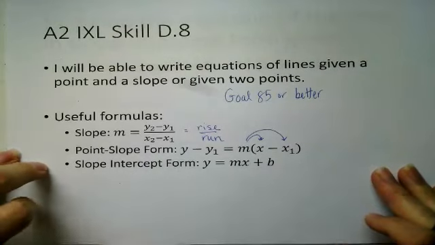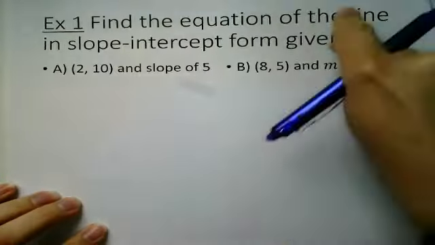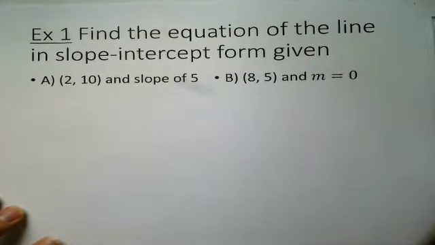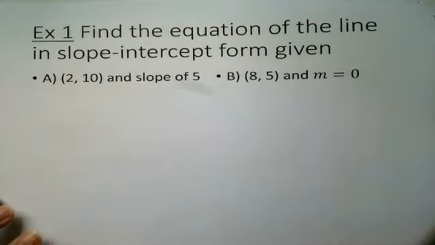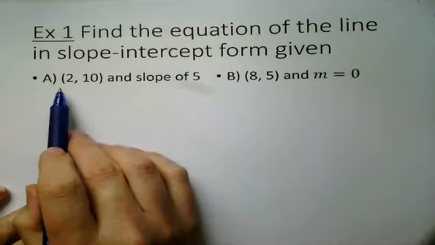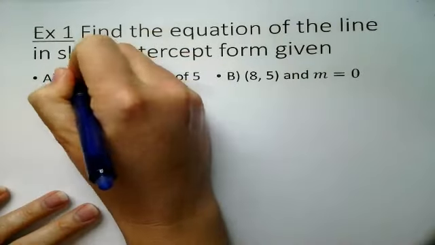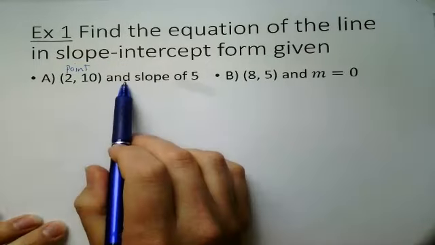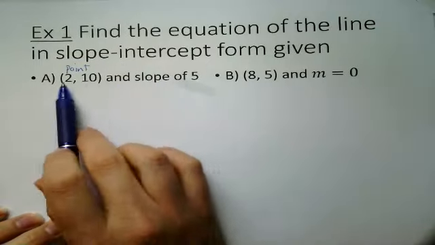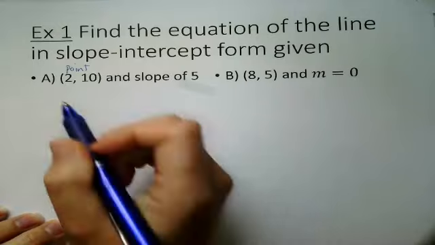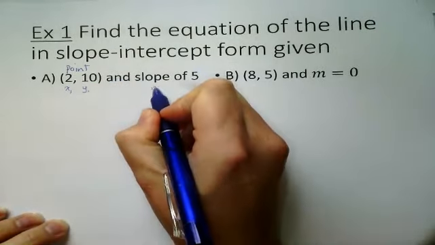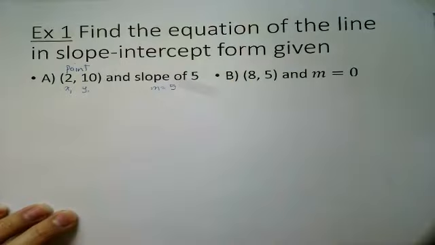So here we go. Let's do a couple problems just to remember how this works. We've done this before. It was from a long time ago, so this is definitely review. Example 1, find the equation of the line in slope-intercept form given the following. We are passing through the point (2, 10), and it has a slope of 5. So we have a point, this is the x1 and the y1, and the slope of 5, meaning that m is equal to 5.